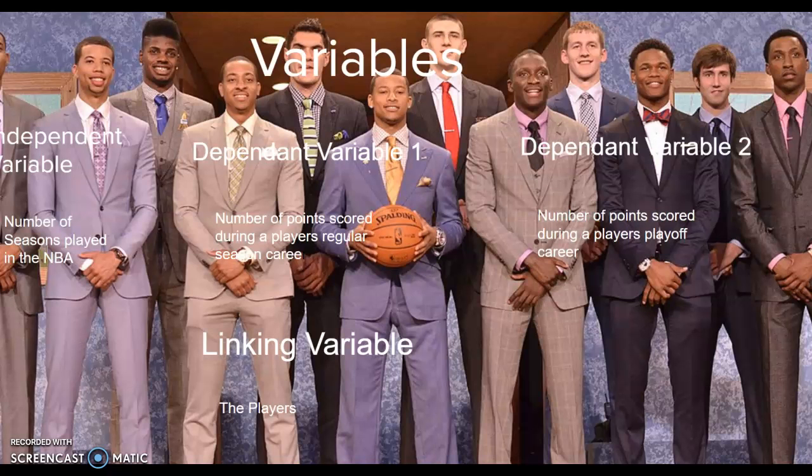So these are the variables. The independent variable is the number of seasons played in the NBA. The first dependent variable, which is Y1, is the number of points scored during a player's regular season. And then the second dependent variable is the number of points scored during a player's playoff career. And the linking variable used was the players' names.